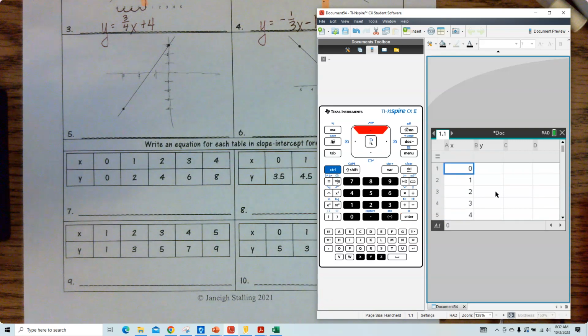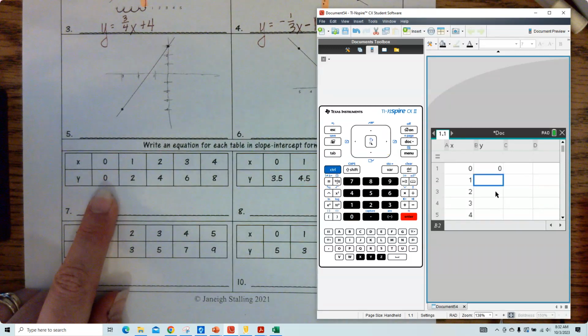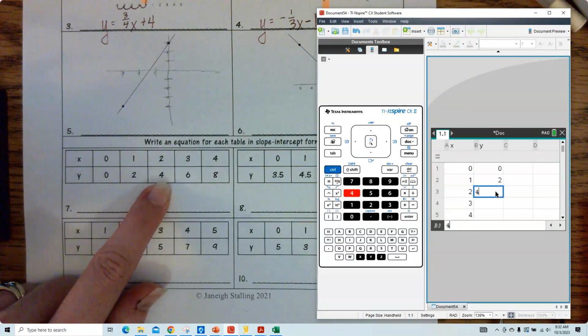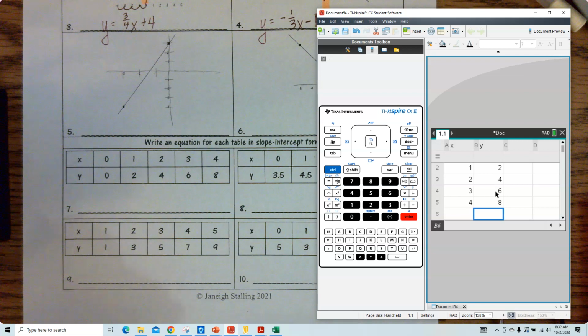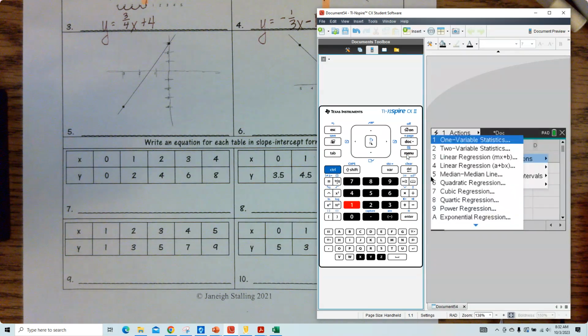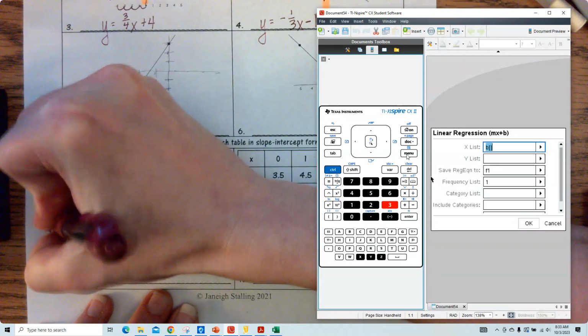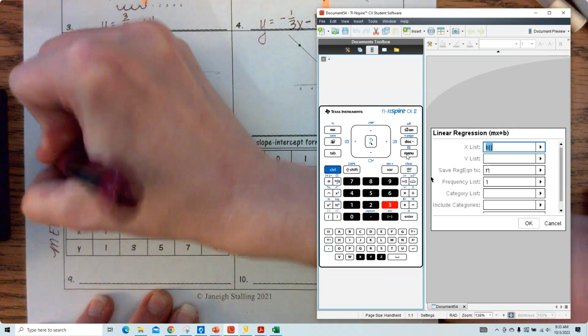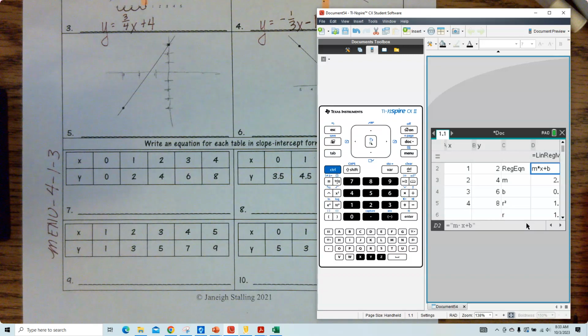And then we come back up here to the top of the Y's. And again, make sure everybody matches up. 0 should be with 0. The 2 should be next to the 1. 4 should be next to the 2. 6 and 8. Make sure your blue box is not on the value. And then we're going to do menu 4, 1, 3. Change the X list to X, the Y list to Y, and hit OK.